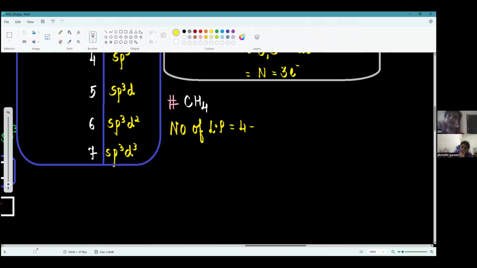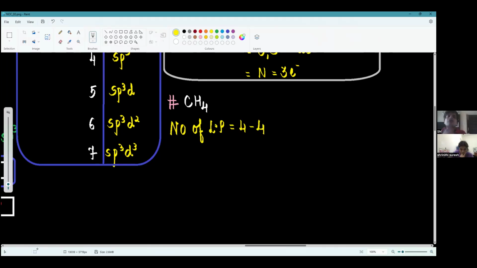How many side atoms are there? Can you tell me? 4. 4 hydrogens are there. And one hydrogen shares one electron. So 4 hydrogen atoms are going to share 4 electrons. Okay, so it will be 4 minus 4.